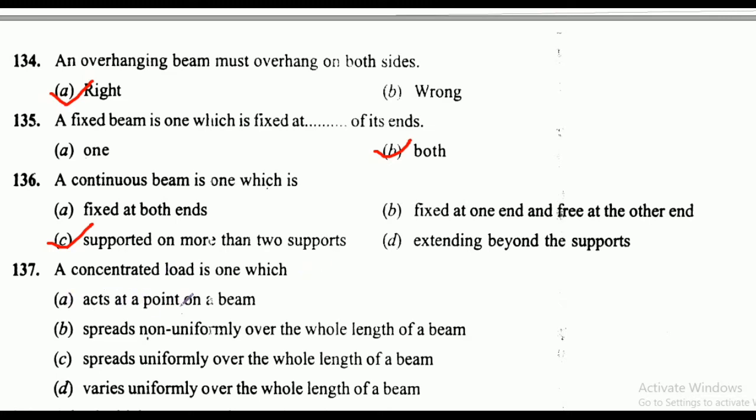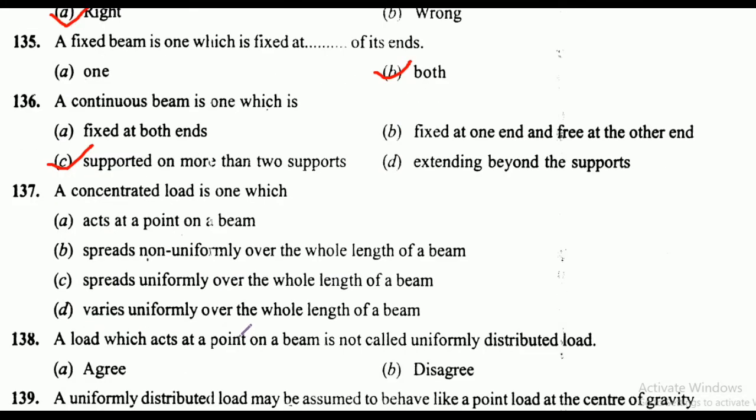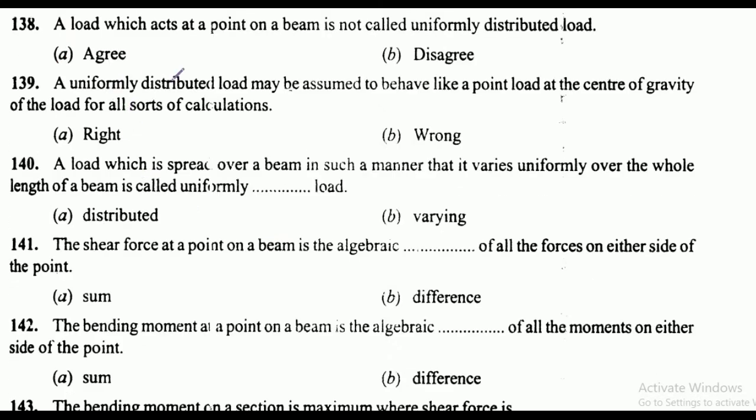A concentrated load is one which is, here friends, these are the options, and here correct answer is option A, that is acts at a point on a beam. A concentrated load is one which acts at a point on a beam. Okay. Next is a load which acts at a point on a beam is not called uniformly distributed load. Agree or disagree? So here friends, option A is the correct answer, that is agree.